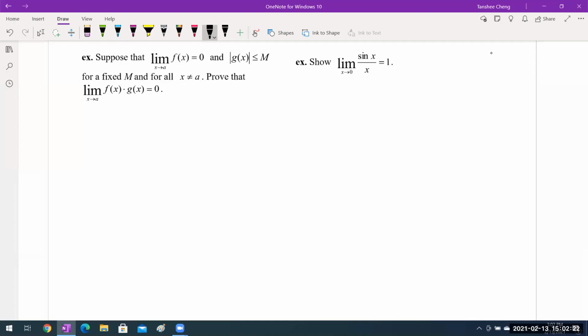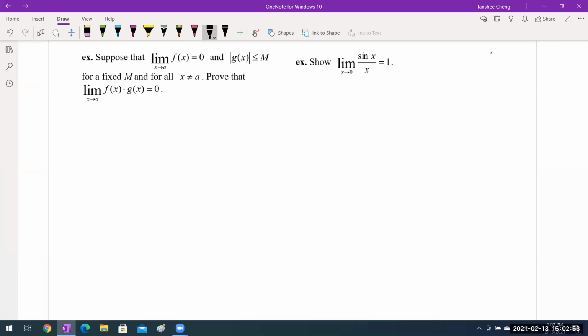The next example: suppose that the limit as x approaches a of f of x equals 0, and the absolute value of g of x is less than or equal to M, for a fixed M, which means M is a constant, and for all x not equal to a. Prove that the limit as x approaches a of f of x times g of x is equal to 0.